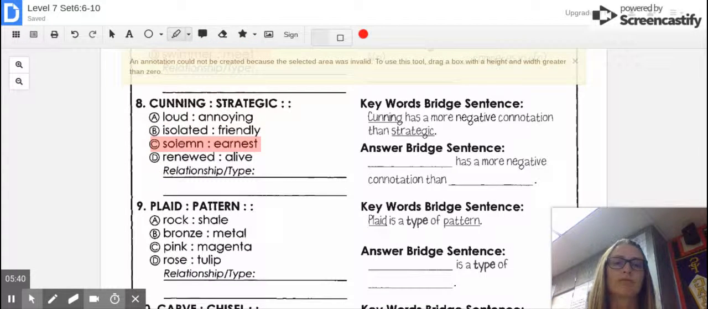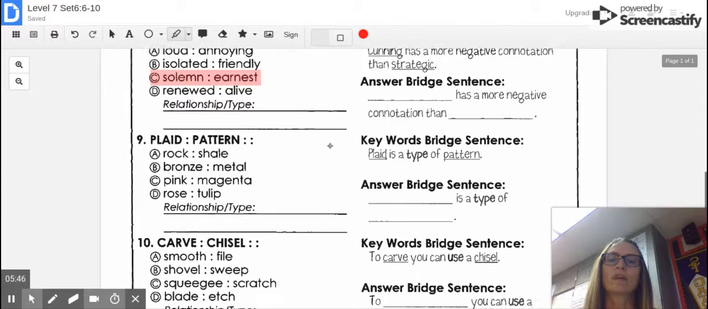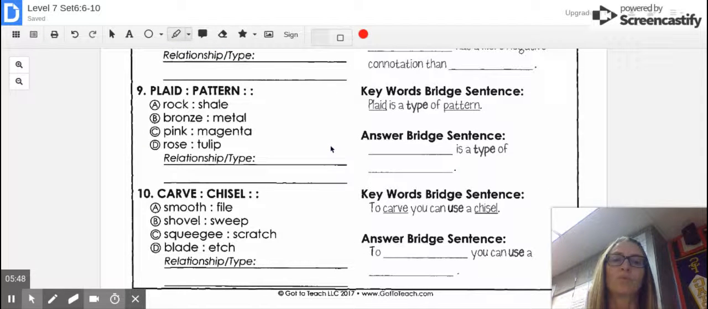So go ahead, finish filling out your paper in the same format, and go ahead and try number 9 and 10, and I will let you know what the answers are on Wednesday.